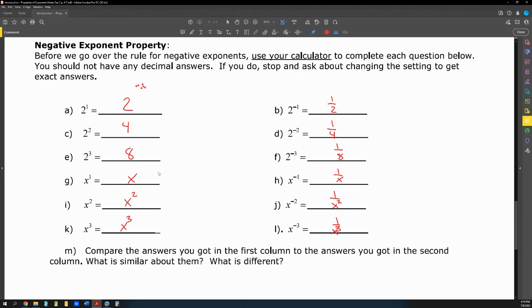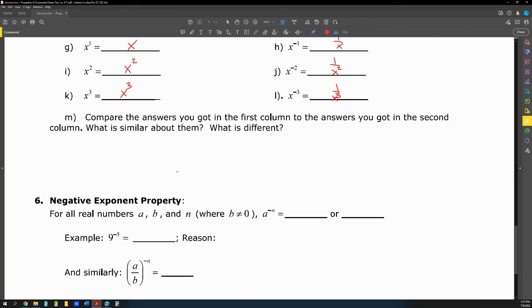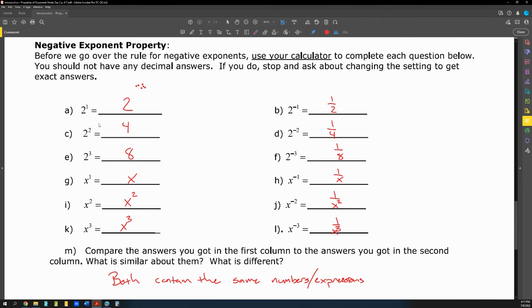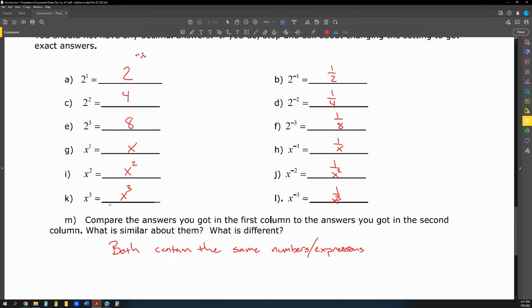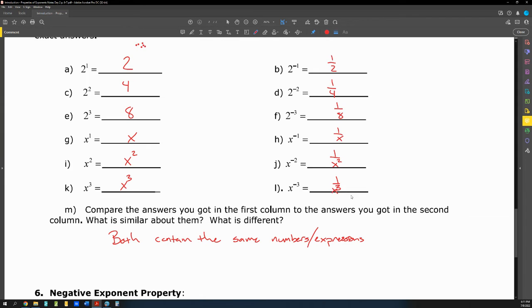What's similar about them and what's different about them? Well, I noticed that both of these columns contain the same numbers or expressions. That's what they have in common. Like all of our 2 to the power 2 or negative 2, they have 4s in them. 2 to the 3 or 2 to the negative 3 have 8s in them, right? Same thing with our variable bases. So x to the third, we have x cubed, and we've got an x cubed over here. It's just 1 over x cubed.